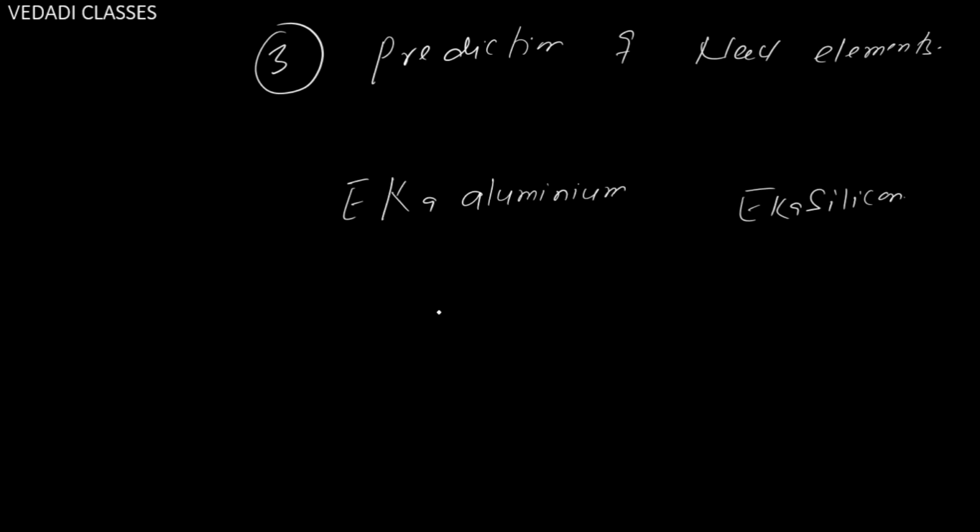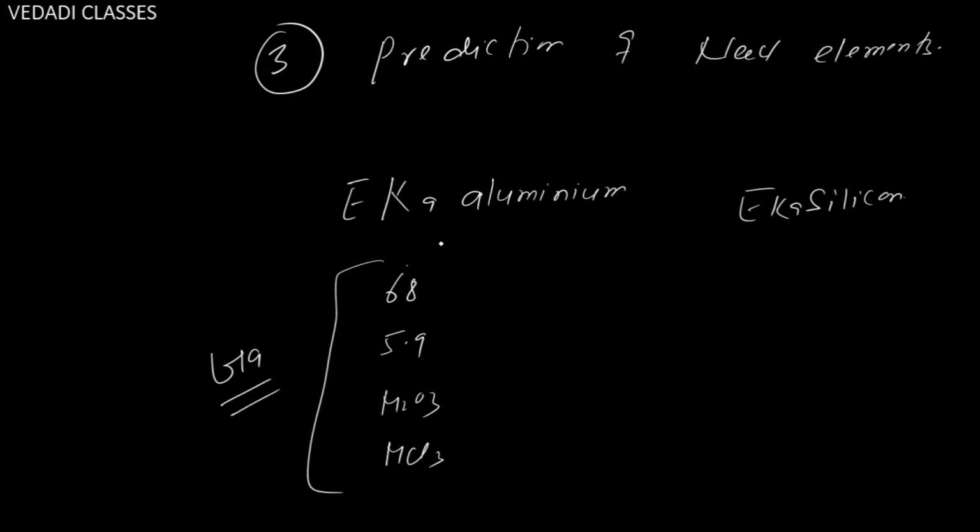After aluminum there would be an element for which he predicted the atomic mass as 68, density 5.9, a very low melting point, the oxide formula M2O3, and the chloride MCl3. He got it for aluminum. Later, when gallium was discovered, it was found that gallium is nothing but Eka-aluminum.